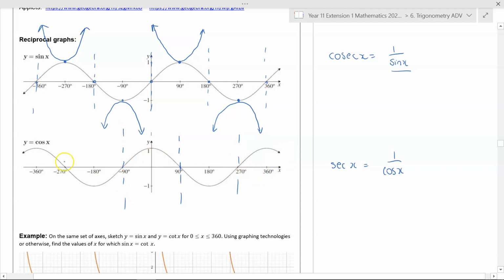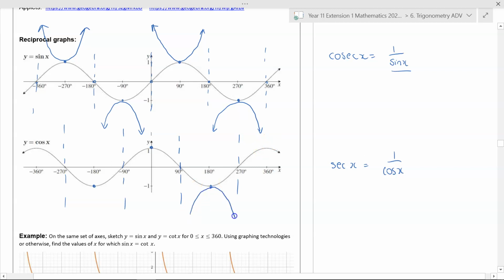So we drop our asymptotes in first. When cos is 1, sec will also be 1. When it's negative 1, 1 on negative 1 is negative 1. So we'll drop those in. Run out a bit of room, so I'll just do these ones.